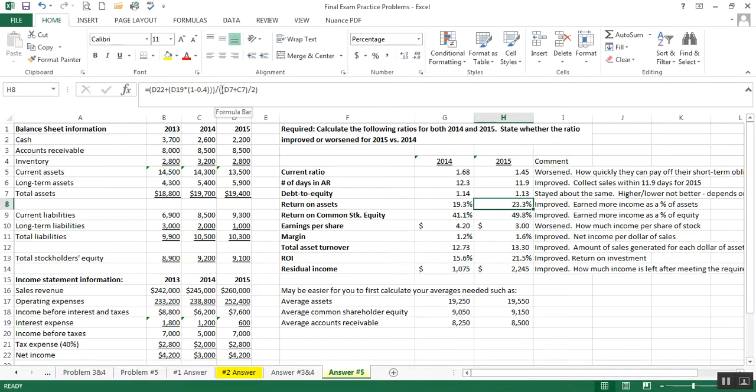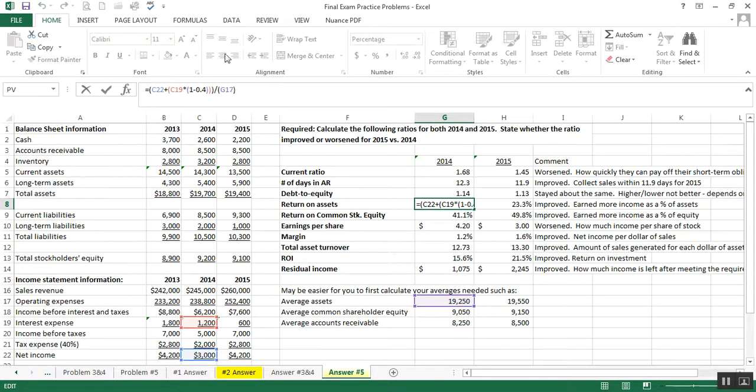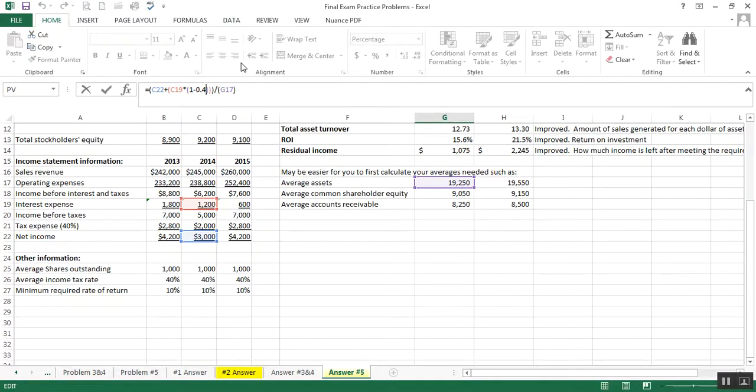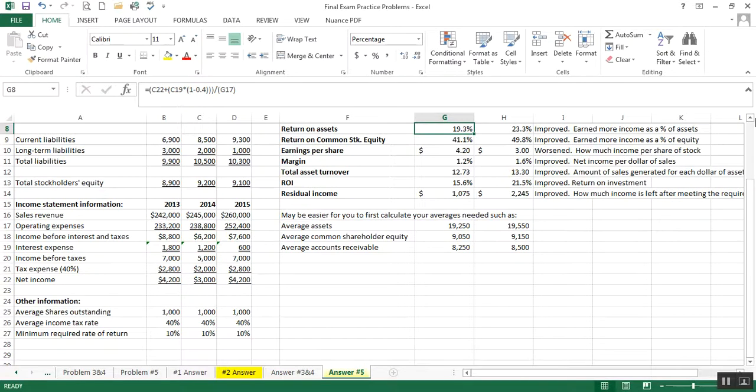We're going to divide this by our average assets here. Okay, so we are going to be looking at our net income, which is here. And remember, we're going to add back our interest expense net of tax. So it's actually times 1 minus 0.4, our tax rate. And we're going to add those together, and then we're going to divide by our average assets. Okay, it gives us 19.3%.